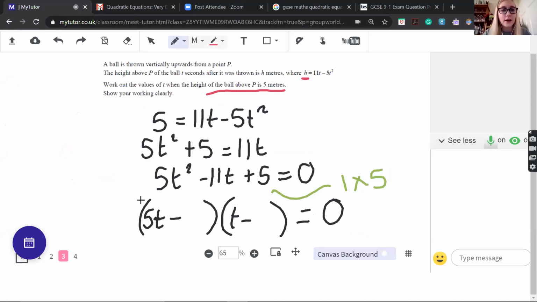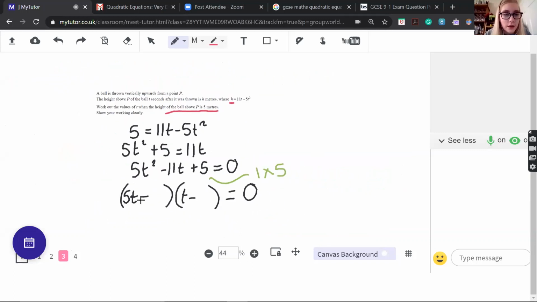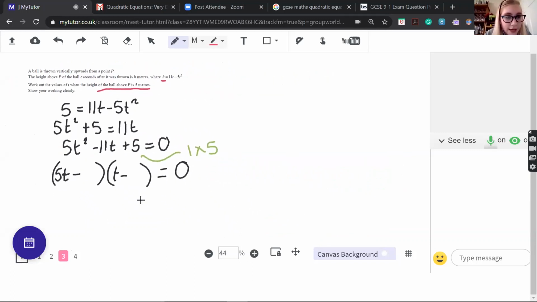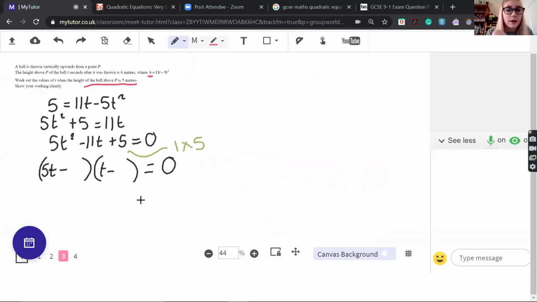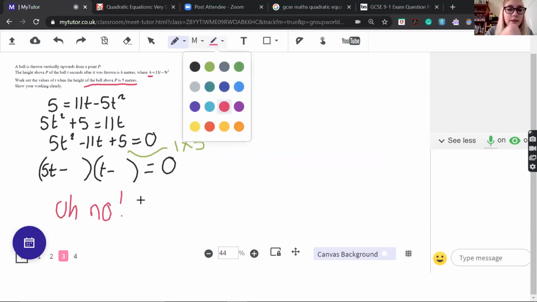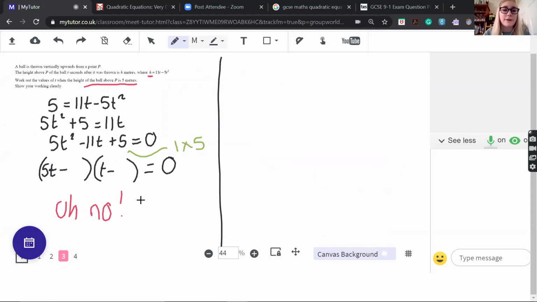So this, we can't factorize. I'll put this up, hopefully you can still see that. I know I've made that quite small. Oh no, we can't factorize. But we can complete the square.